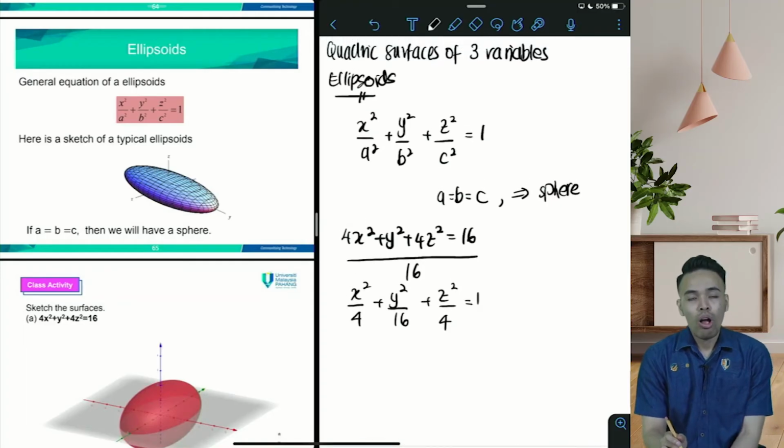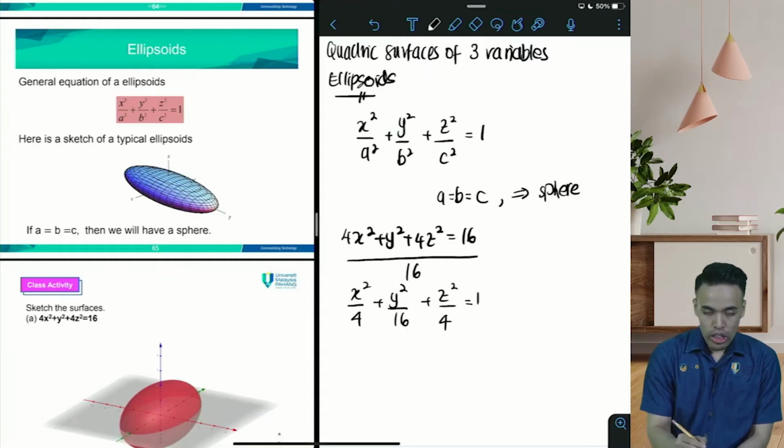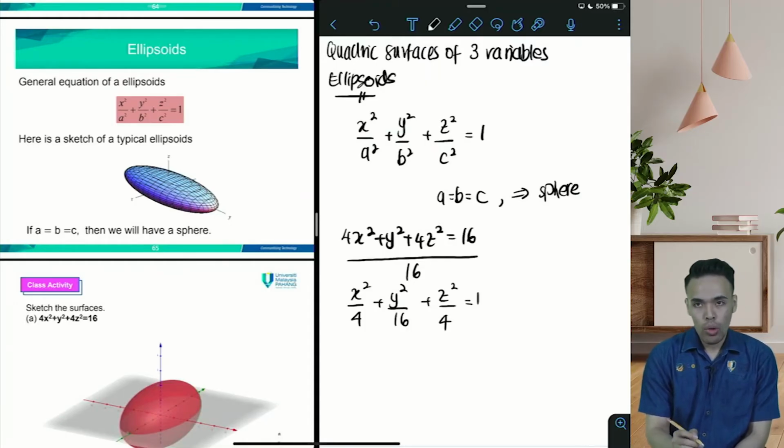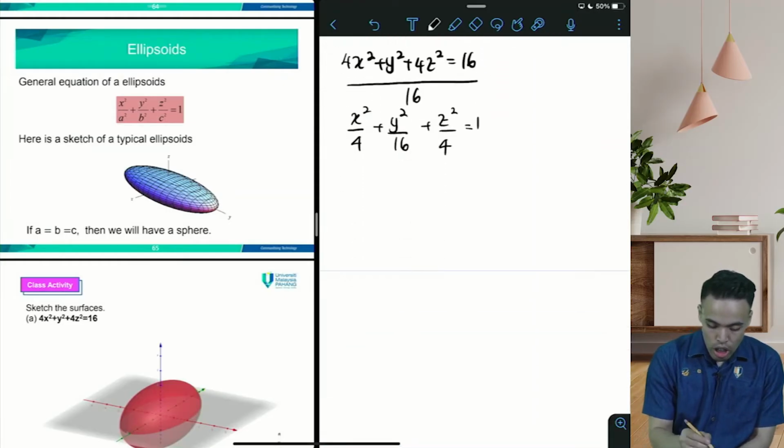So the steps which I explained when we sketched the paraboloid will be applied when you try to sketch an ellipsoid, which is all 3 steps: you have to view your surface onto the xy plane, yz plane, and xz plane. Okay, let's try to solve it according to the steps.